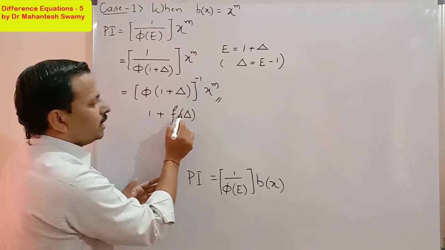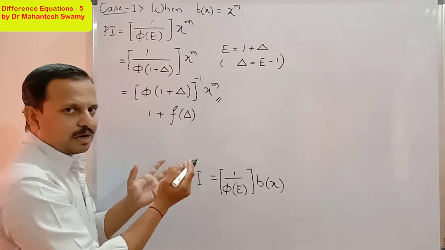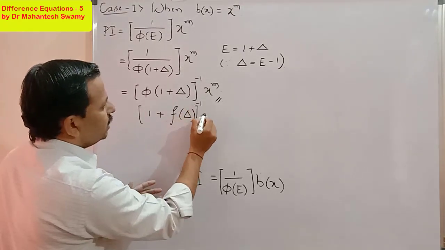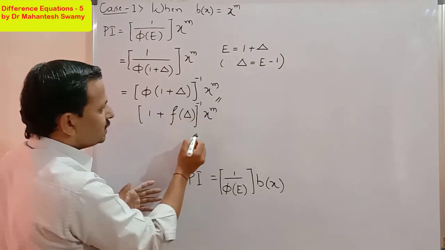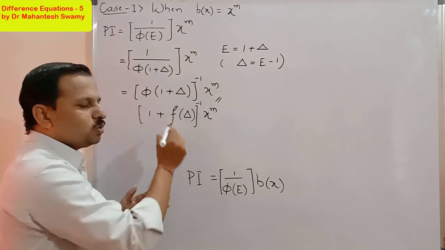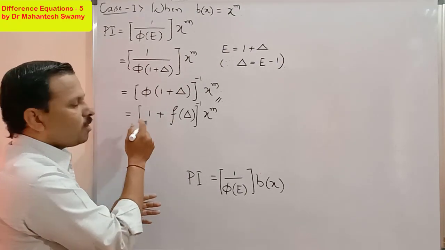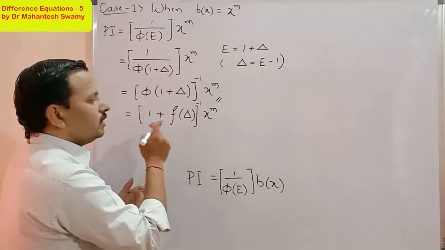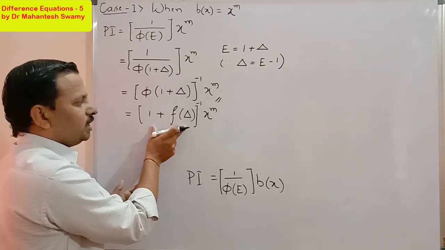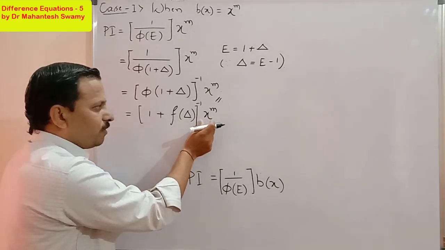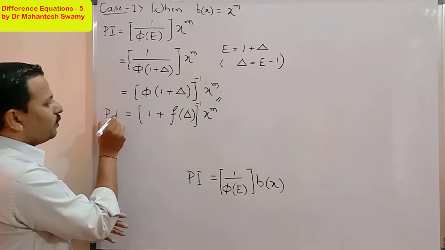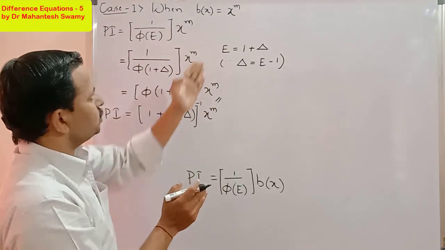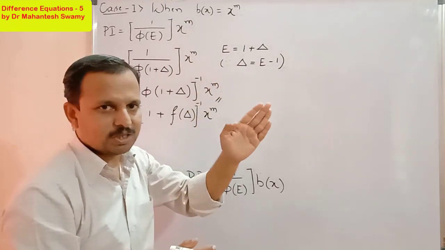We have to do some simplification and adjustments so that the first term is 1 plus some terms containing delta, with some denominator of course, and then this whole to the power minus 1 into x to the power m, keeping it as it is. Then it is very easy to expand it using the binomial theorem, simplify this expression, operate it on x to the power m, and calculate the required particular integral. This is the way to proceed when the right hand side function is x to the power m.